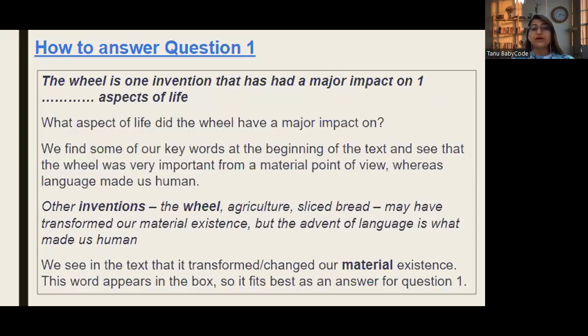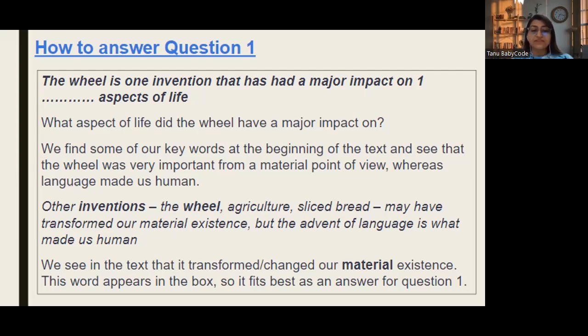Once you do that, now let's look at how you can answer question 1. Question number 1 says the wheel is one invention that has a major impact on dash aspects of life. So what kind of impact does it have on life? What aspect of life did the wheel have a major impact on? So we will find some of the keywords right at the beginning of the text and see what the wheel was. And we see that the wheel was very important from a material point of view, whereas language made us human. So what does the passage say? Passage says this, right? Without the language, we could have never impacted.